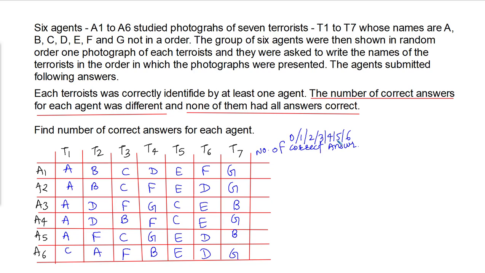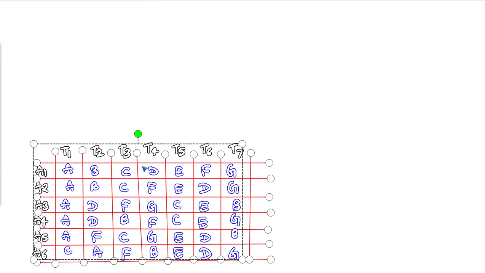So the question here is to find the number of correct answers for each agent. It means we have to find how many terrorists agent A1 identified, how many agent A2 identified, and how many agent A3 identified. So let's start with this set. Hold on. What I will do is copy this table over here.